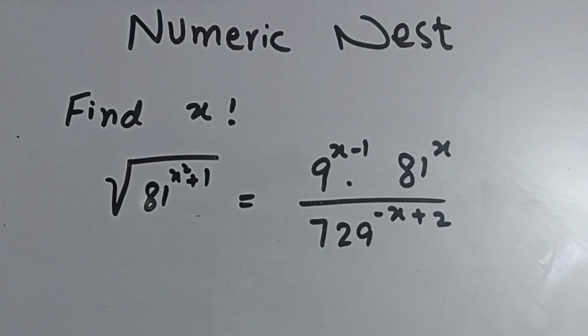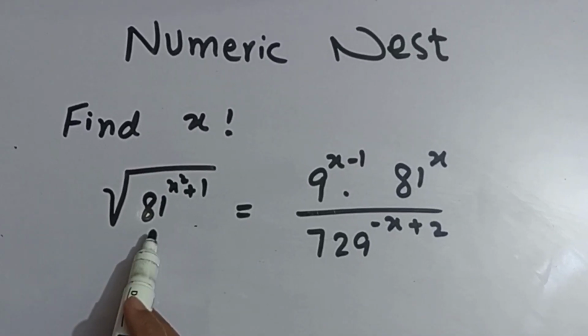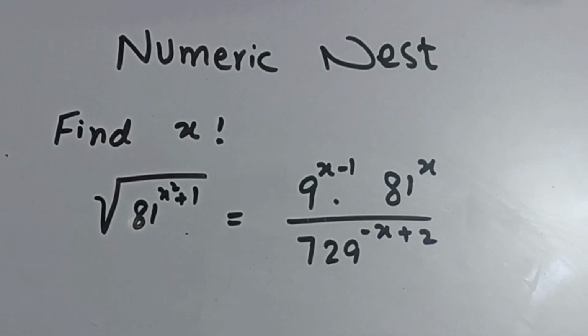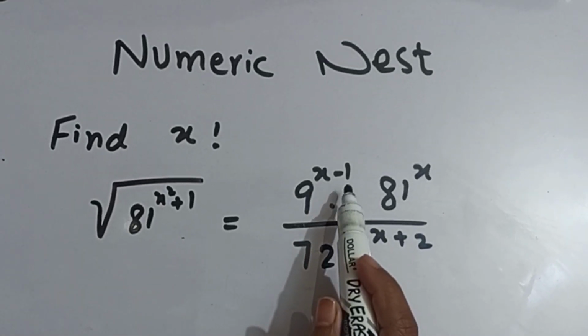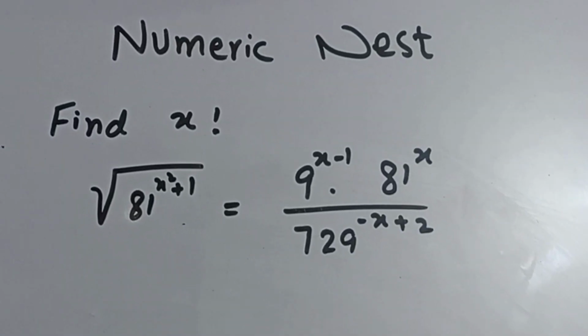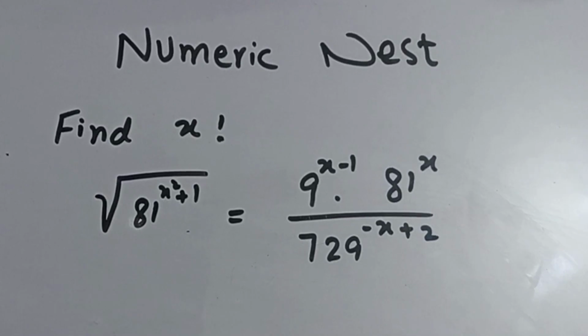And in this video we are going to solve this question for x. We have square root of 81 raised to the power x² plus 1, and this is equal to 9 raised to the power x minus 1 multiplied by 81 raised to the power x, over 729 raised to the power minus x plus 2. So let's start.